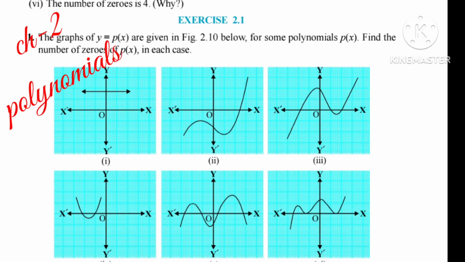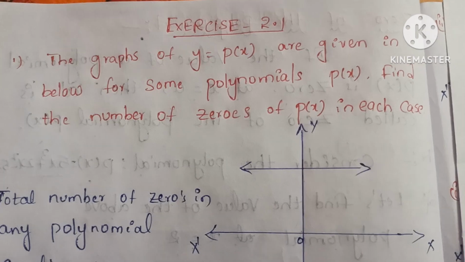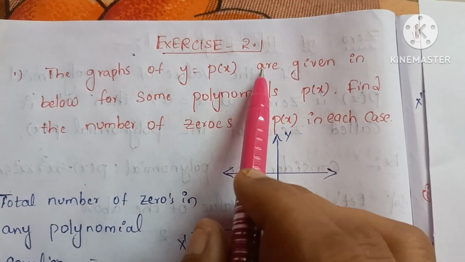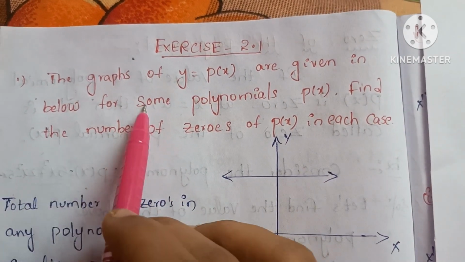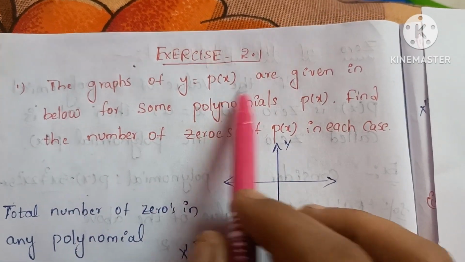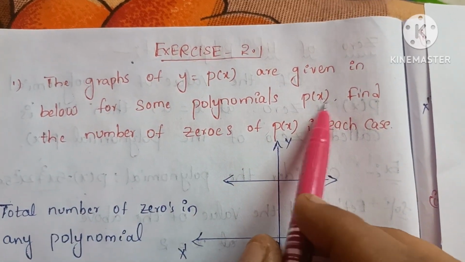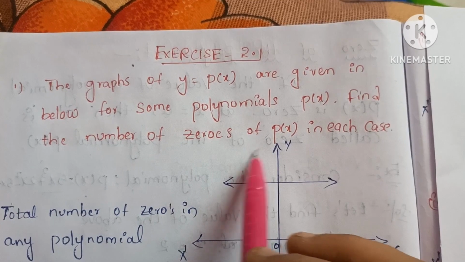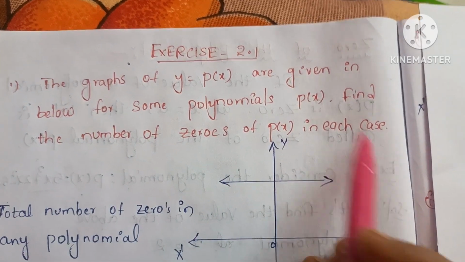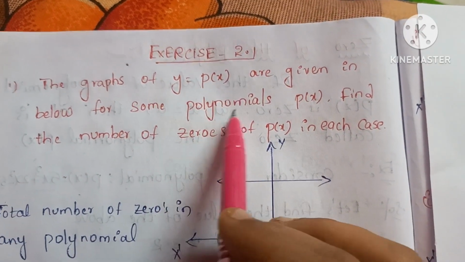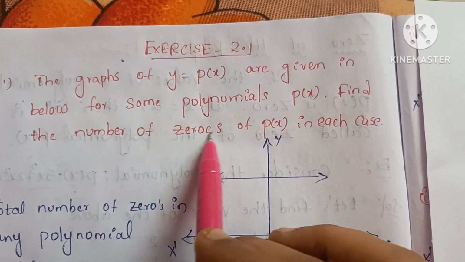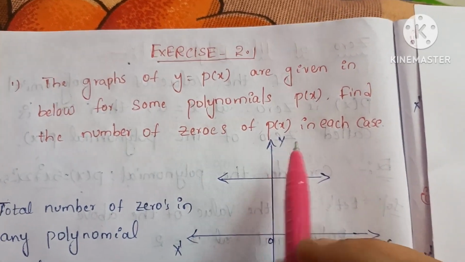Today I will discuss Chapter 2 Polynomials, Exercise 2.1 sums. Exercise 2.1: The graphs of y equals p of x are given below for some polynomials p of x. Find the number of zeros of p of x in each case. Y equals p of x, then find the zeros of p of x.